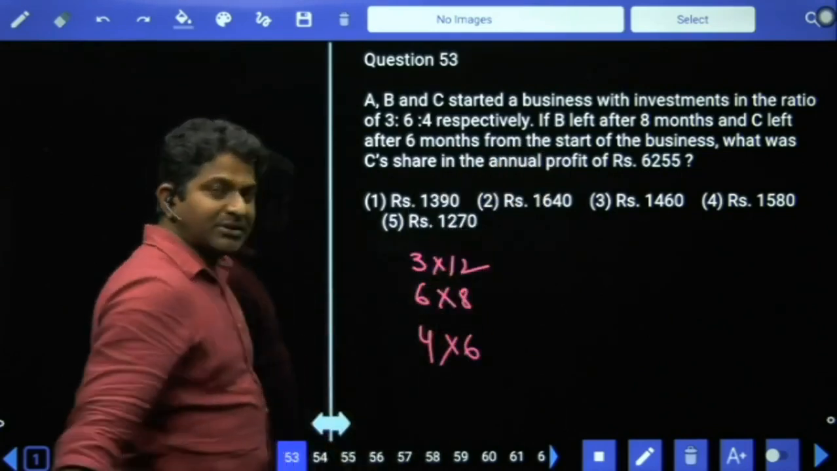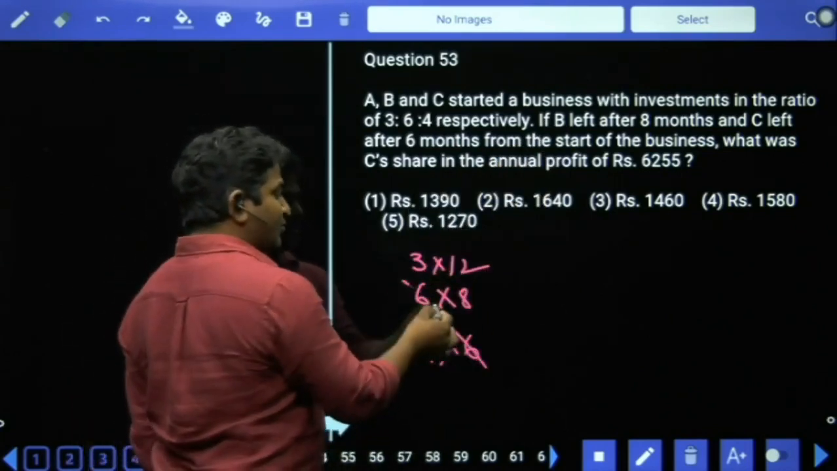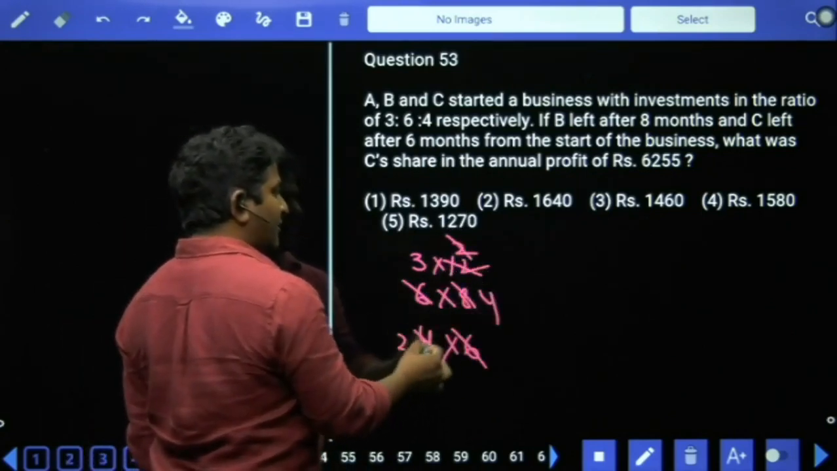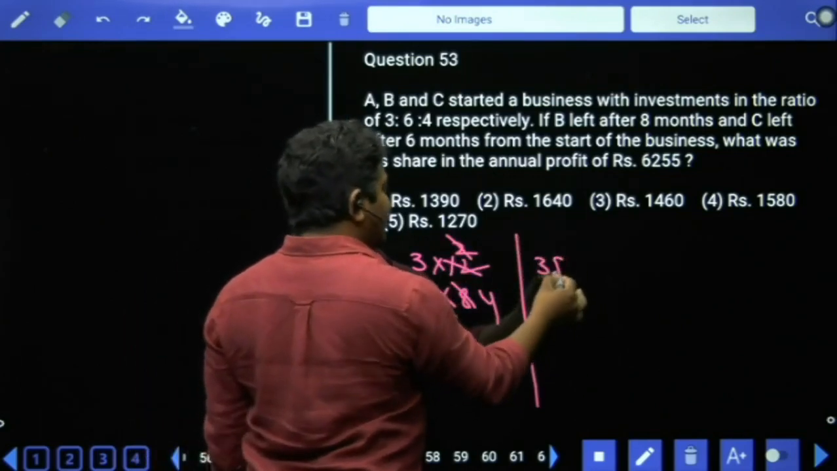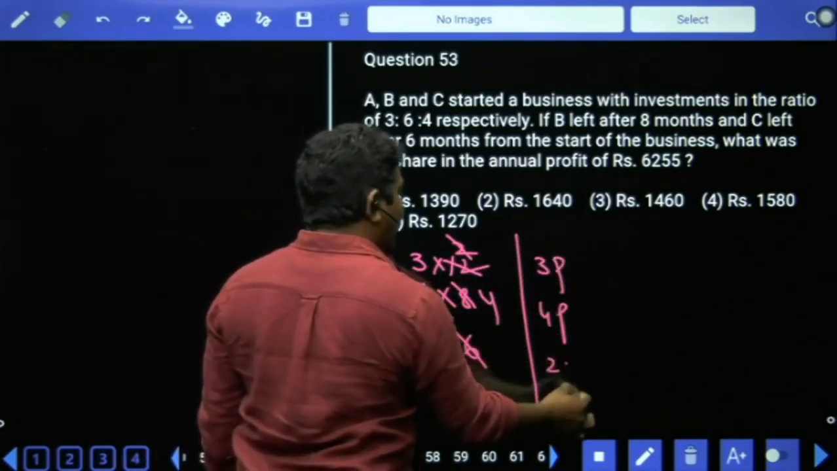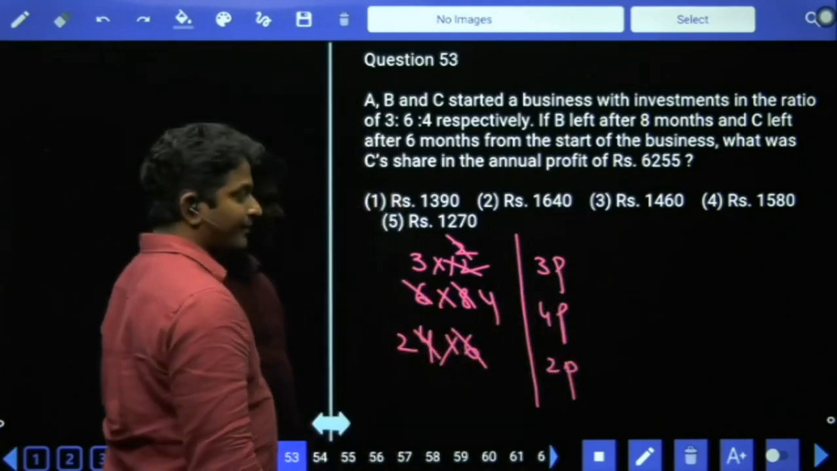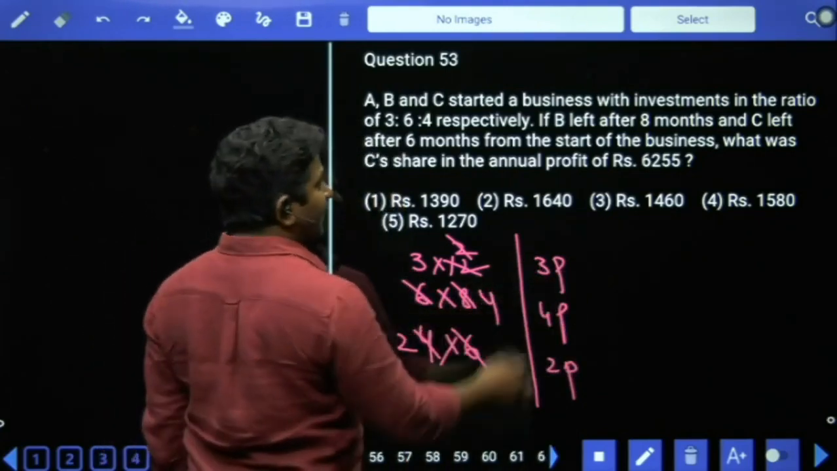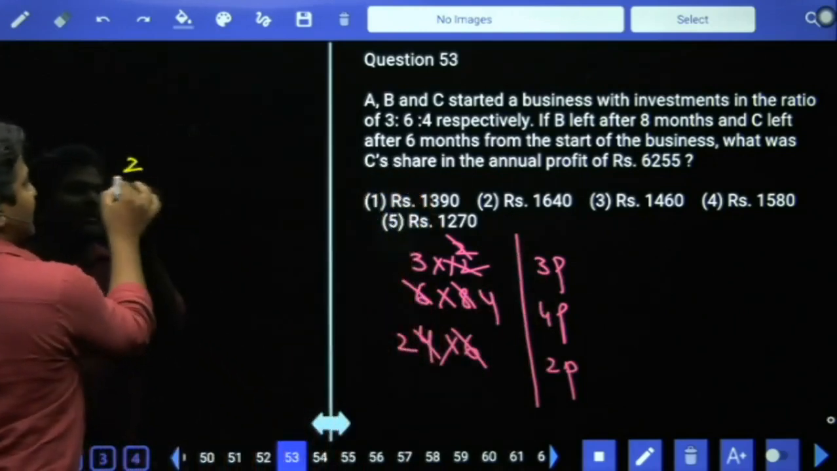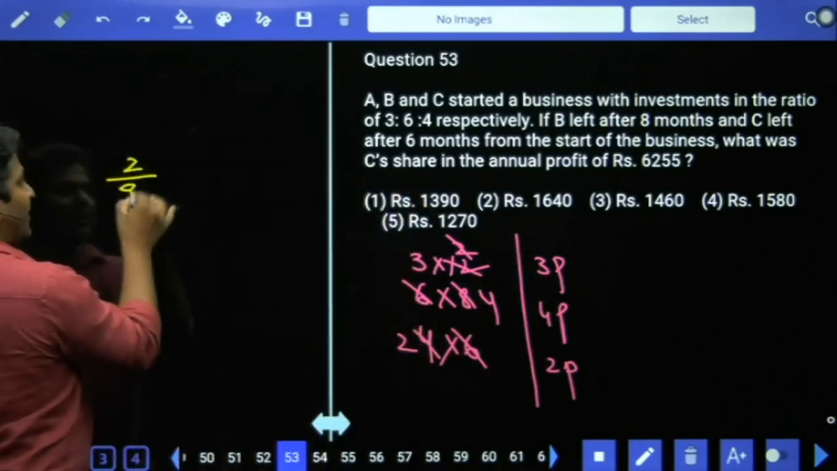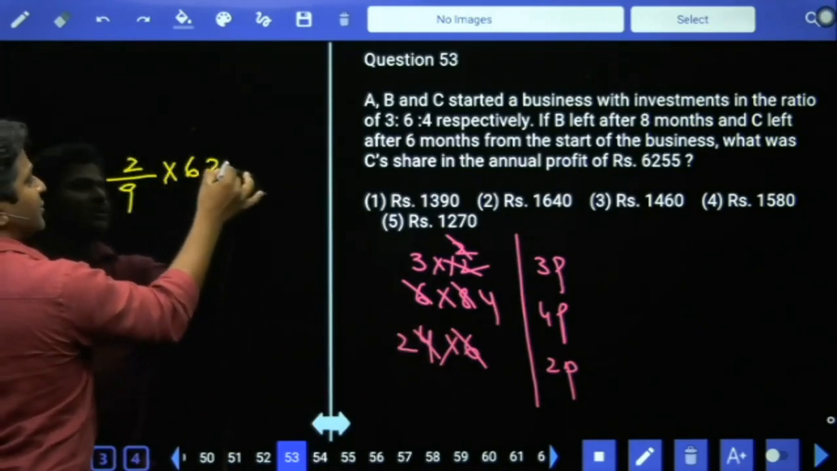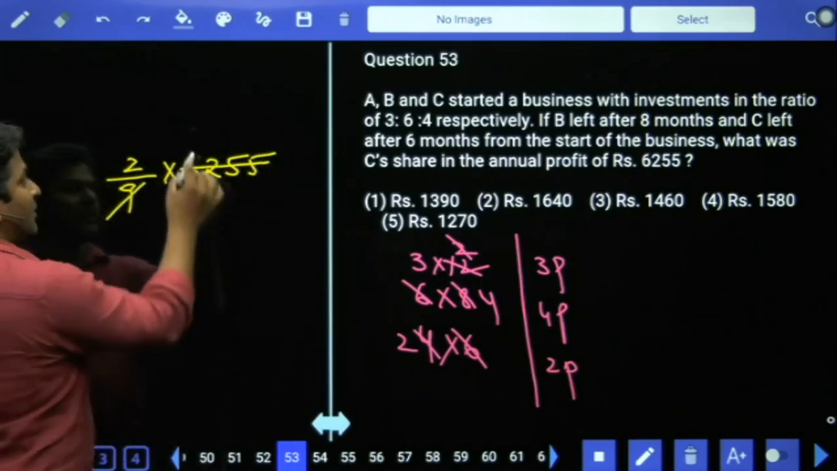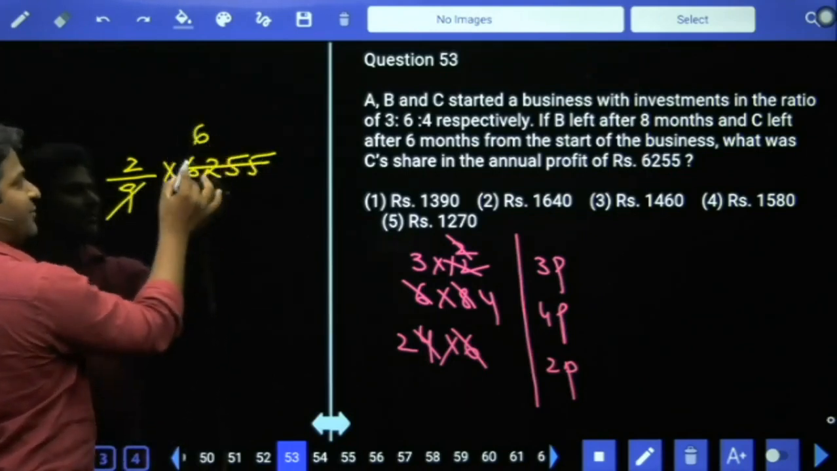A is there for 12 months. 6 ones, 6 ones, 6 2 times. 2 ones, 2 4 times, 2 2 times. So that is 3 parts, 4 parts and 2 parts. Sum of all the number of parts is 9 parts. We were asked to calculate C's share. C is getting 2 parts out of 9 among 6,255. 2, 6 times 54.